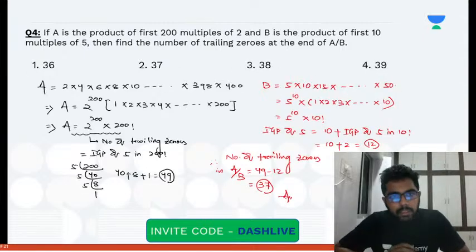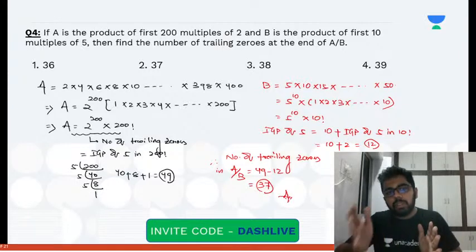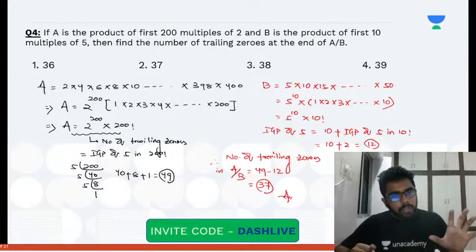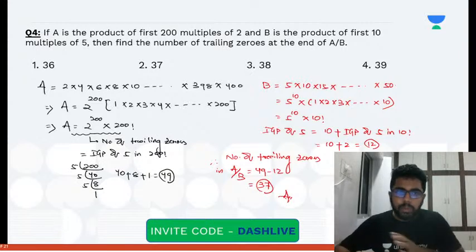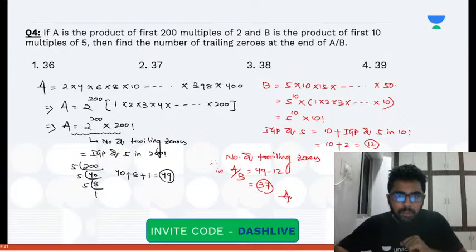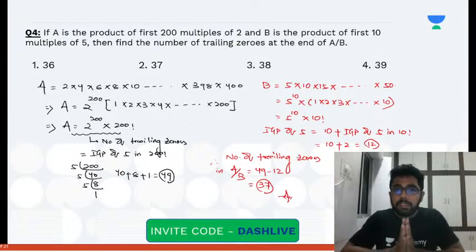Okay, let us see this. When I write A as the first 200 multiples of 2, I'll start with 2 into 4 into 6 into 8 till 400. These are the first 200 multiples of 2. So there are 200 terms, each of them has a 2, so I can take 2 to the power 200 as common and I get 200 factorial. Now if I calculate the number of trailing zeros in A, I have to calculate the IGP of 5 in 200 factorial, which I get as 49. That means there are 49 5s in A.